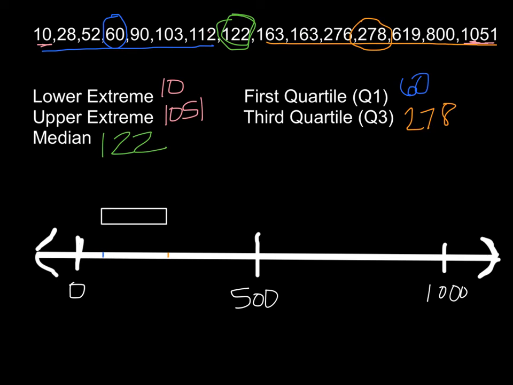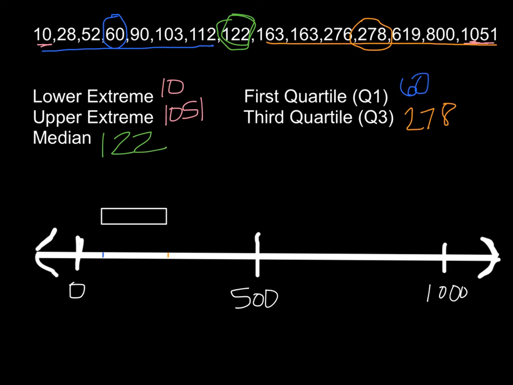So here's our box. It represents all the values from 60 to 278. Keep in mind that half of our numbers are in that box. Okay? The middle half of our numbers. Next thing we have to do is draw our median.